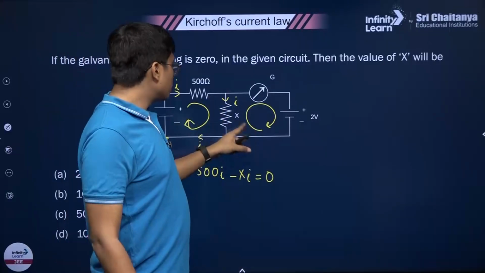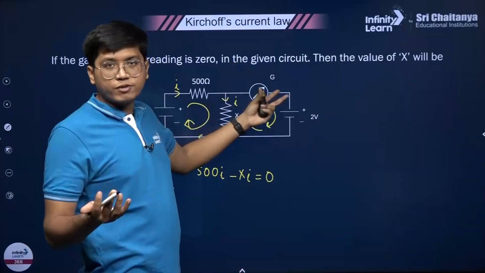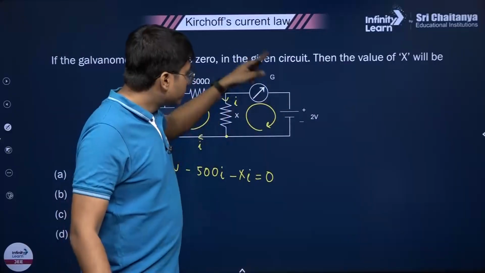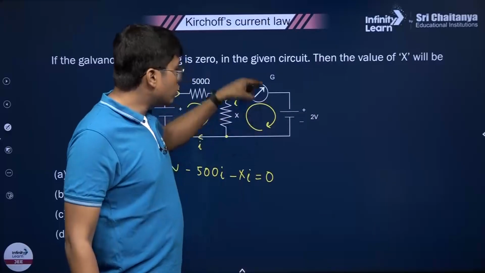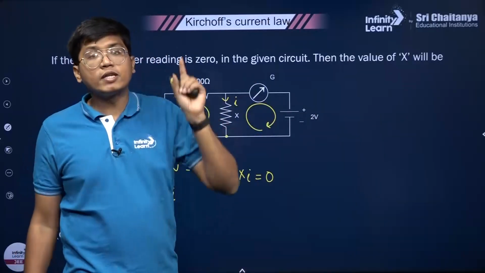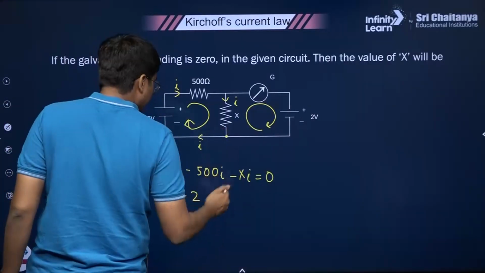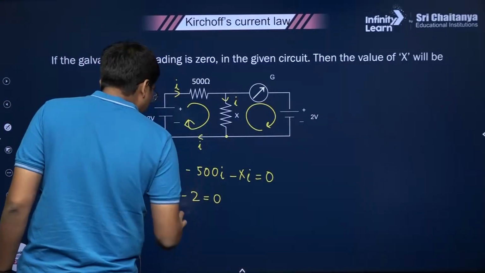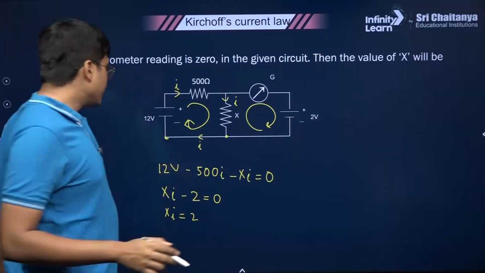Now there's no other contribution. You go here, galvanometer does nothing because no current there. Even if there's resistance, it doesn't matter. But over here you come to this 2 volt, and this 2 volt is directed opposite to the loop, which means it will come with a negative sign. So you have minus 2 and you come back here and that is equal to 0. That makes xI equal to 2.